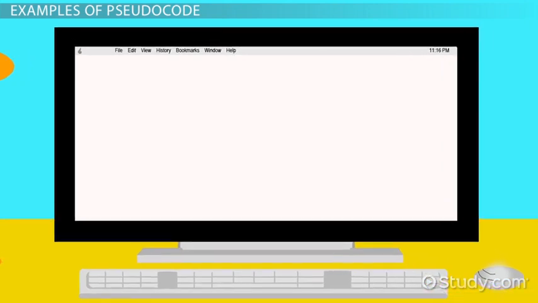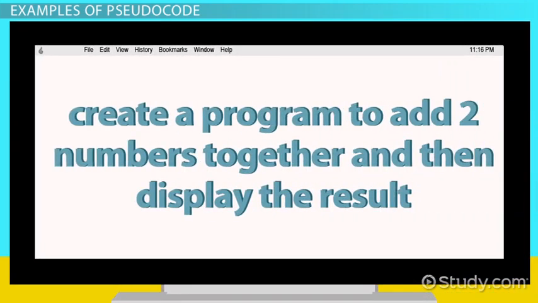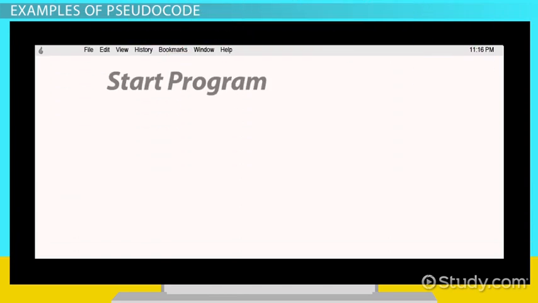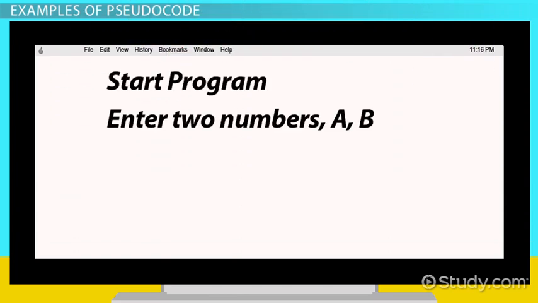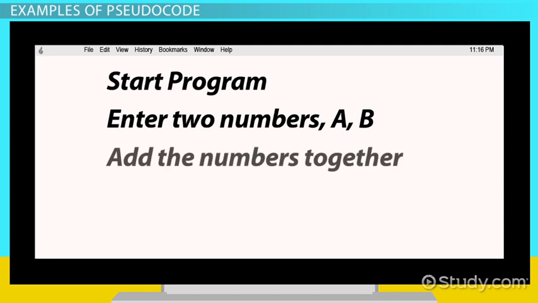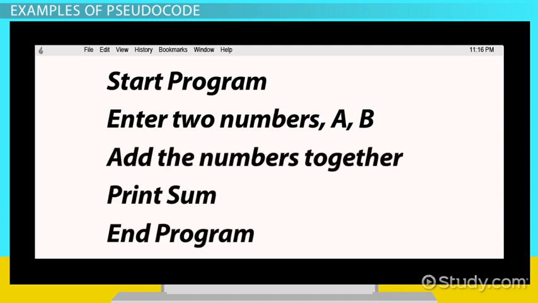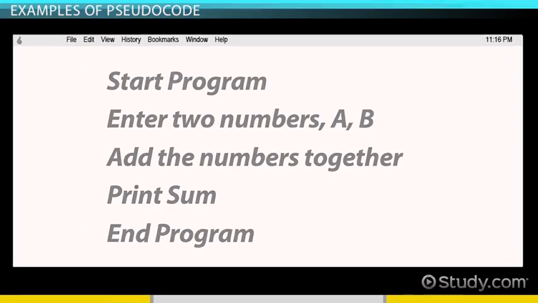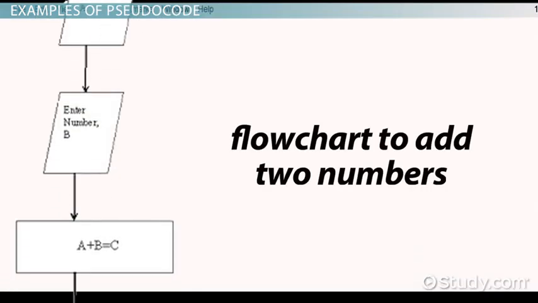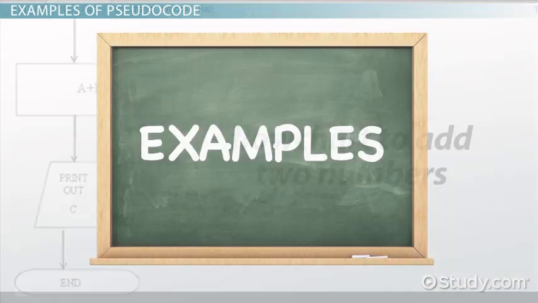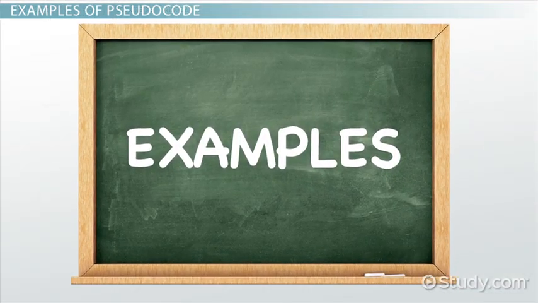Let's review an example of pseudocode to create a program to add two numbers together and then display the result. Start program. Enter two numbers, A, B. Add the numbers together. Print sum, end program. Compare that pseudocode to an example of a flowchart to add two numbers. Now let's look at a few more simple examples of pseudocode.